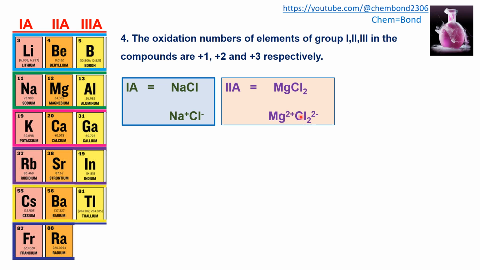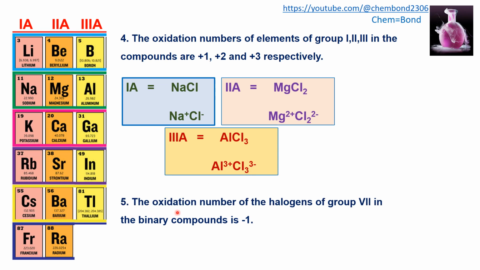So there are two chlorides, so we will put -2 over there. -2 is balanced with +2. So magnesium has +2 in magnesium chloride. In case of third A elements, aluminium chloride is taken as an example. Aluminium will have +3, that is balanced with 3 chlorides that each have -1.